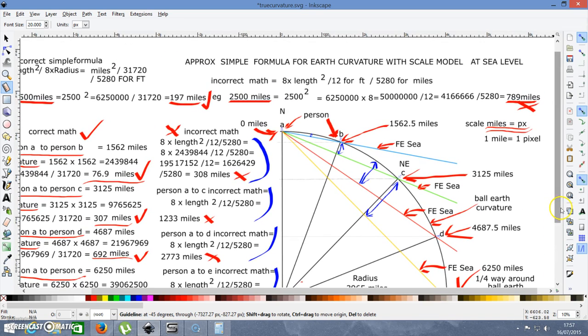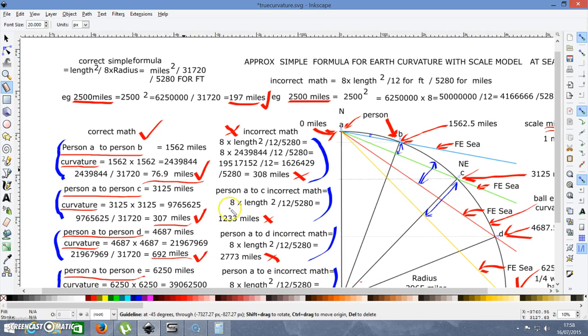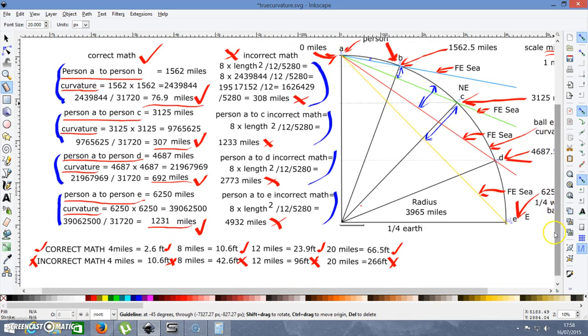As you can see on this example here, the 2,500 miles, which is one that Duran uses quite often for these California to Hawaii sketch across the ocean, and he says it's like 770 miles. Actually 2,500 miles is 789 miles on the incorrect maths, but actually the correct maths shows it to be 197 miles. So the correct maths actually gets ticked at every point.